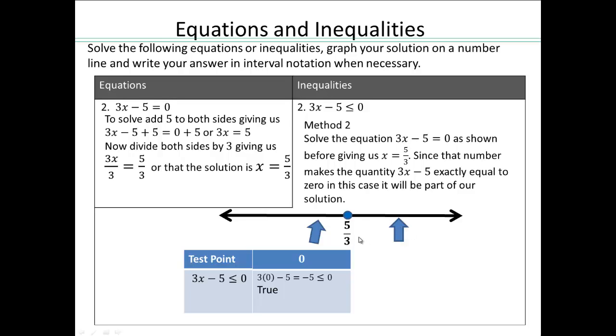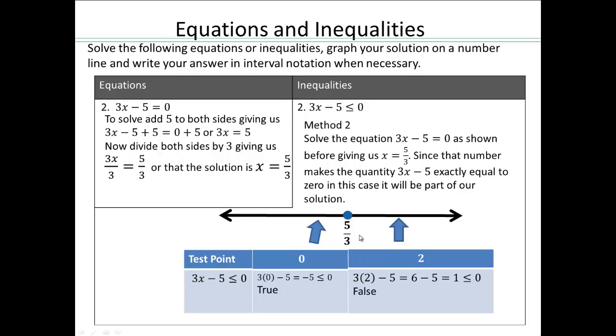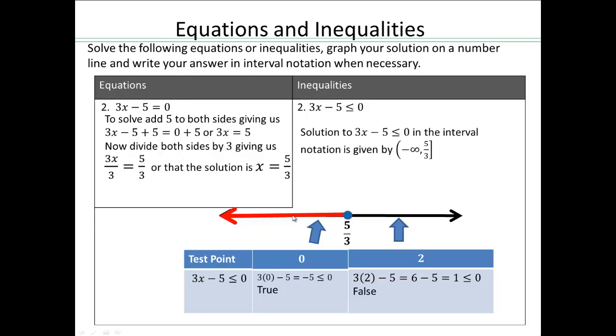Similarly, if you take a number bigger than 5/3, you'll end up with a false statement because you'll always get positive numbers. So 1 less than or equal to 0 is a false statement when you pick 2 as a test point. False statement means that is not part of your solution. So here's your solution. In interval notation, -infinity to 5/3, and 5/3 gets a square bracket because 5/3 is included.